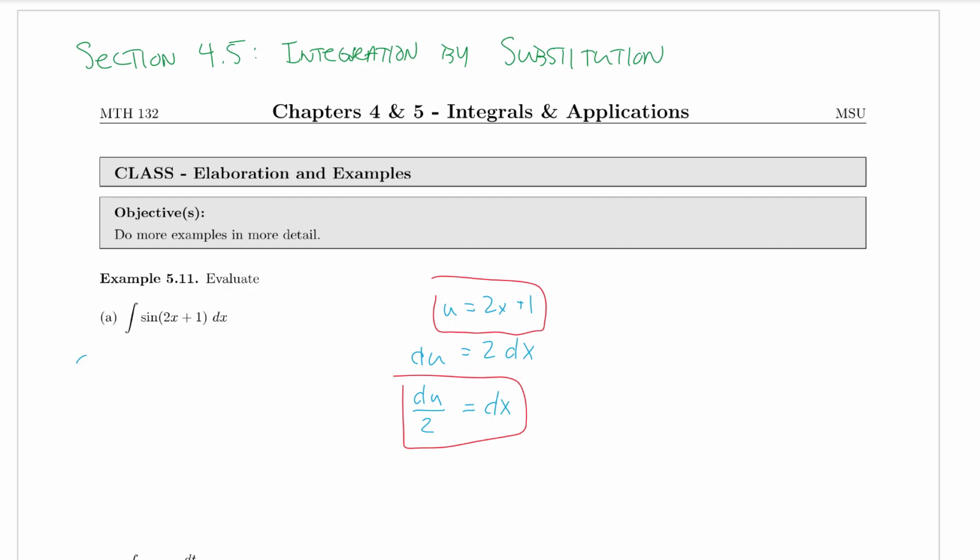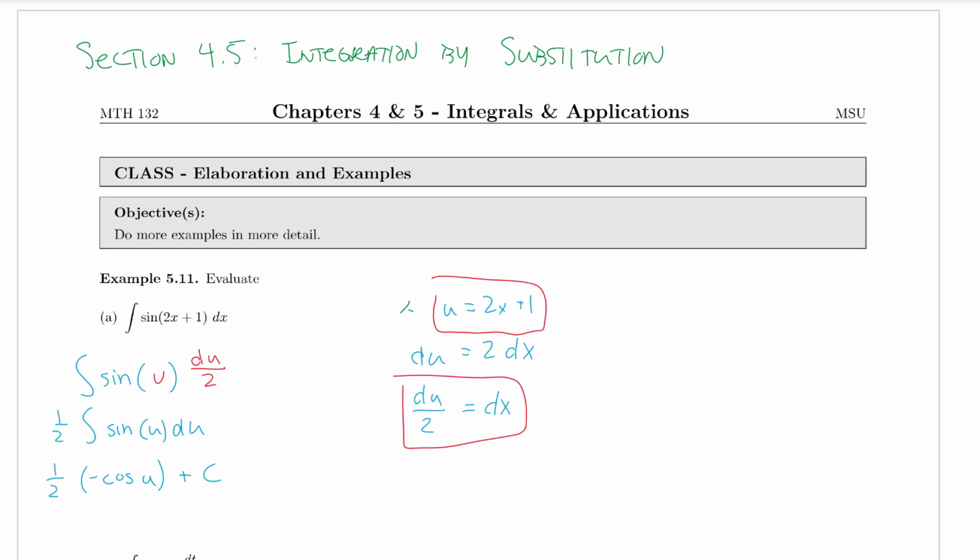So what I'm going to do is rewrite this integral, the integral of the sine of, and now I'm replacing my 2x plus 1 with a u, and I'm replacing my dx by a du over 2. And now, with a little bit of simplification, we can pull that 1/2 out front, and we're finding the integral of the sine of u du, and so we're just finding the antiderivative of sine. I can find the antiderivative of sine, which is negative cosine of u. Since we're doing an indefinite integral, we've got to add our plus c constant.